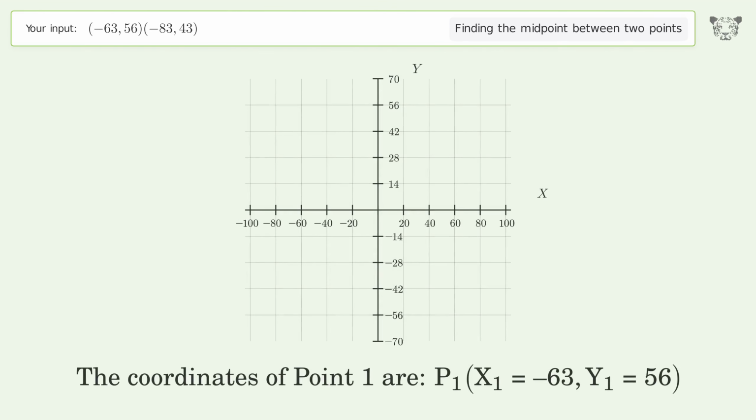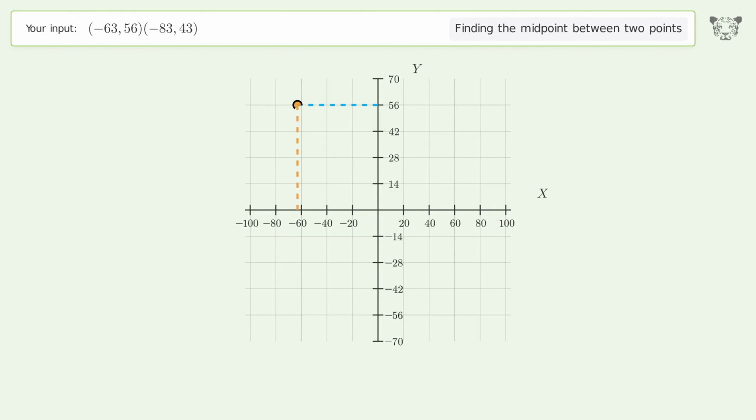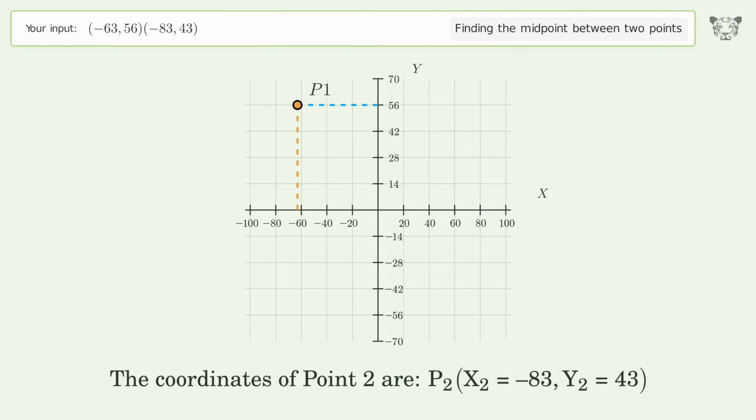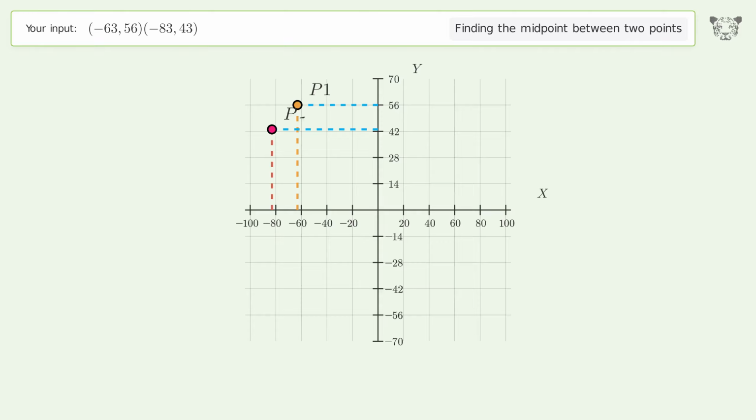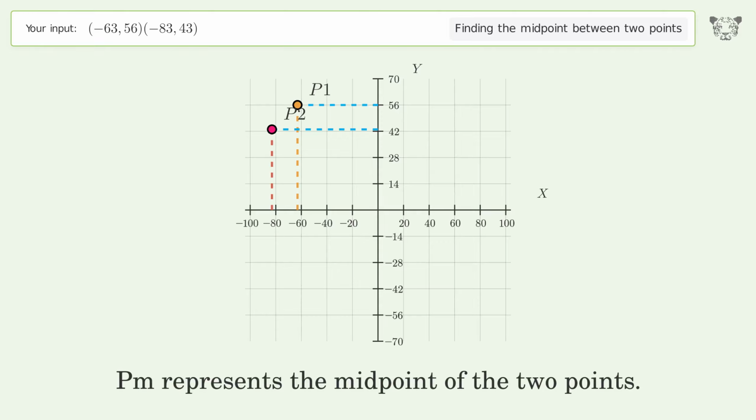The coordinates of point 1 are, x1 equals negative 63, y1 equals 56. The coordinates of point 2 are, x2 equals negative 83, y2 equals 43. PM represents the midpoint of the 2 points.